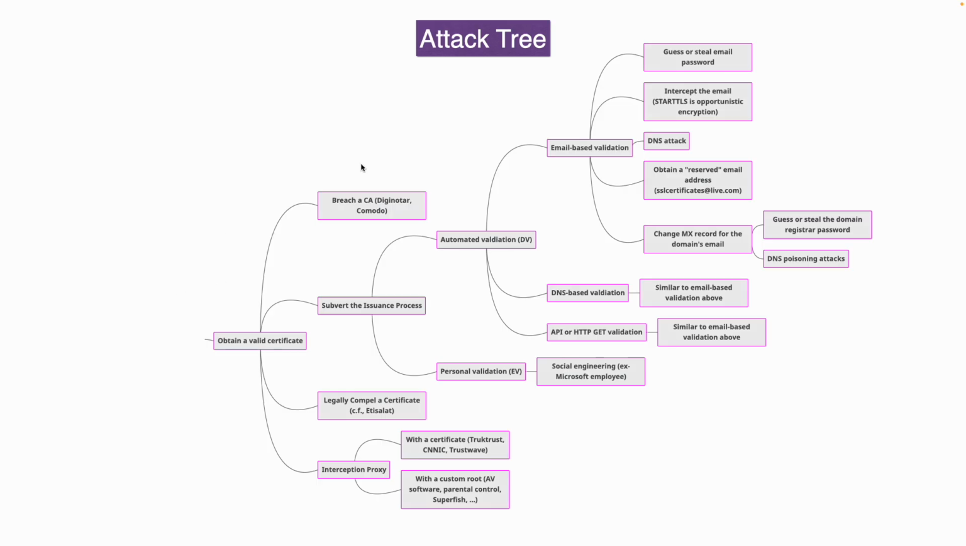So if we want to throw this stuff into an attack tree, we can look at what it would take to actually get a valid certificate for a domain that I don't control. I don't own Concordia, but I want to get a certificate anyways. I could try to hack a CA, or I could trick them into issuing me a certificate. If it's an EV certificate, it would be some sort of social engineering attack where I pretend that I am the company even though I'm not. And if it's a DV certificate, then we look at the email case, with all the things that we literally just talked about: guess the password, intercept the email because it's not encrypted, attack DNS, get one of these reserved email addresses, or change the MX record in the DNS for it.